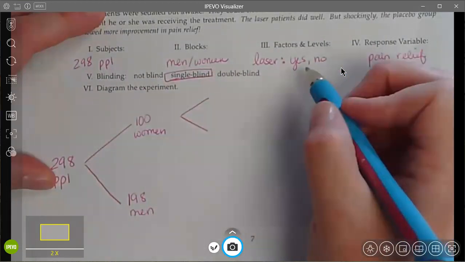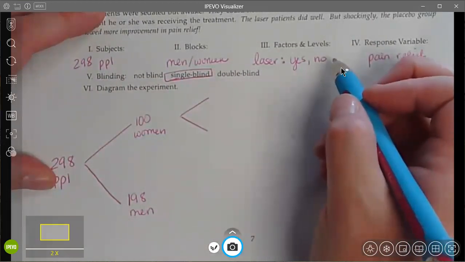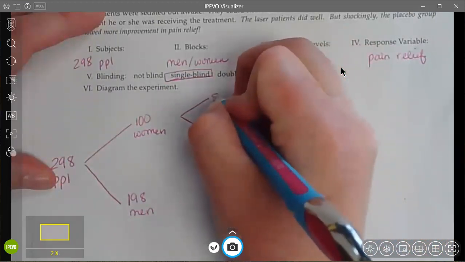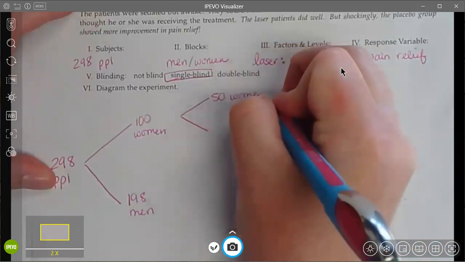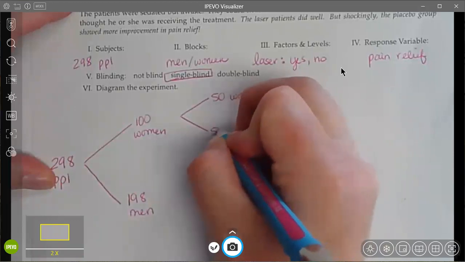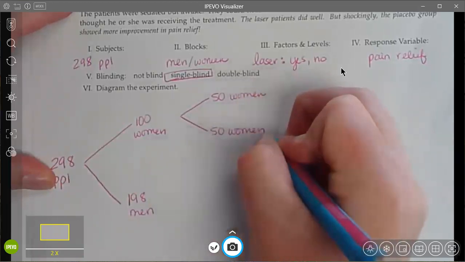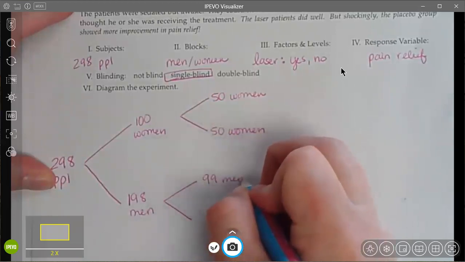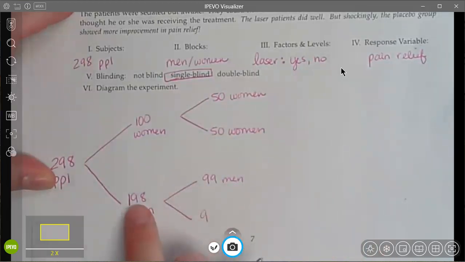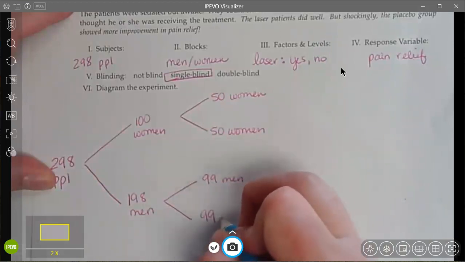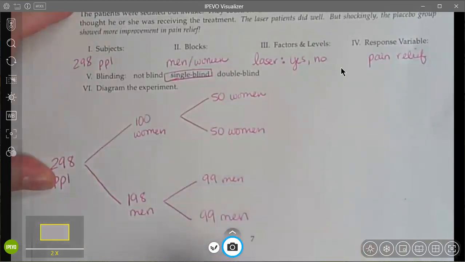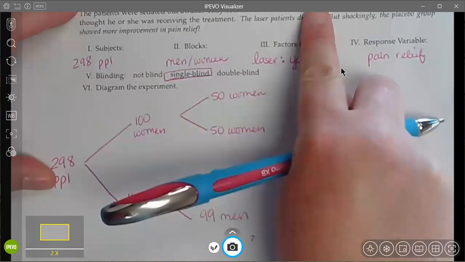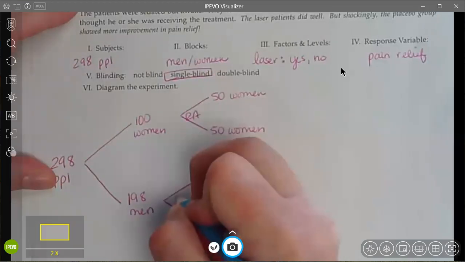And then we need to split these guys into groups. So we have two treatments, either yes laser or the placebo laser. So we'll have 50 women in each group. And then for the men, it looks like I'm going to have 99 men in each group. Okay, so I just took this number and divided it by 2. All right, and do they tell us that this is randomly assigned? Let's see. Yep, it does. It says randomly assigned, so let's put an RA in here.